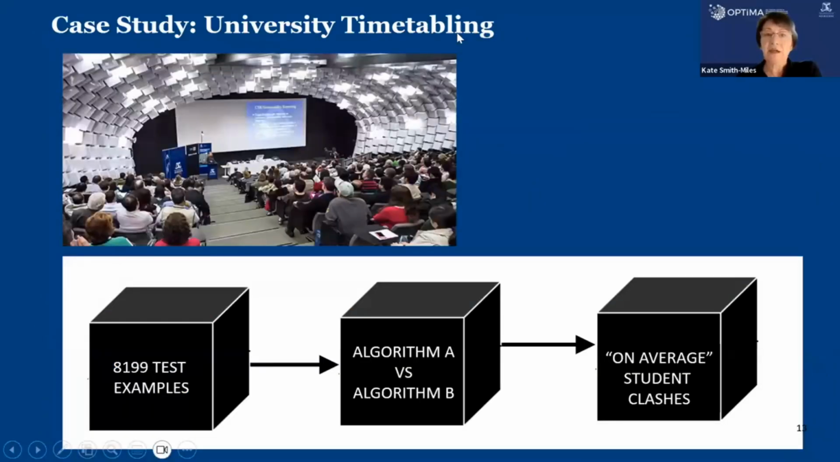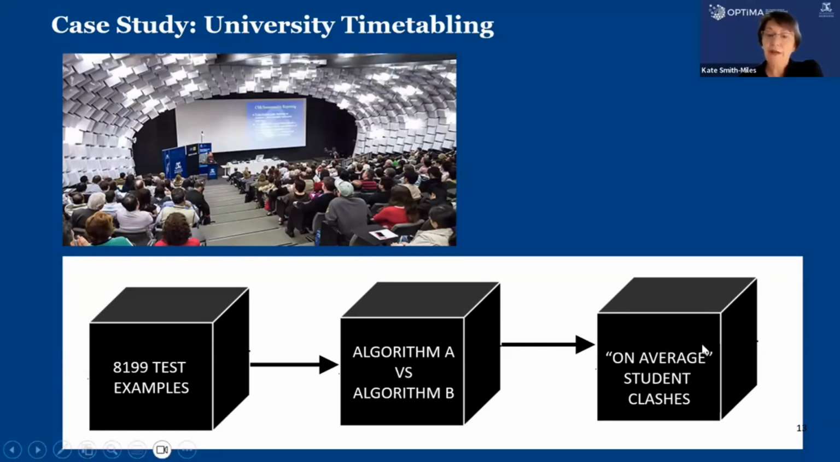So that's the methodology, and I would like to quickly go through a case study of how we apply it. University timetabling is a very familiar problem to most academics. To make the methodology more concrete, suppose I have two algorithms, algorithm A and B, and I have 8,199 test instances of timetabling problems.